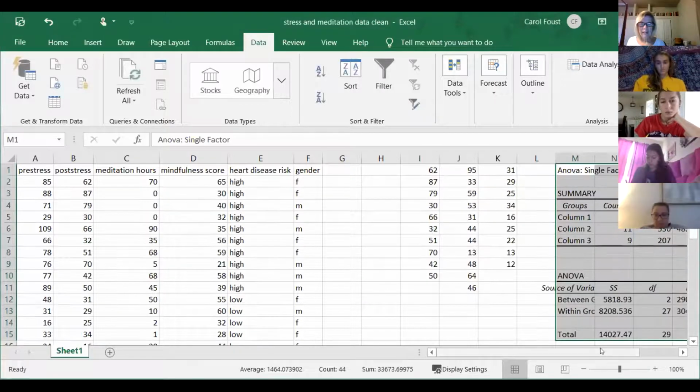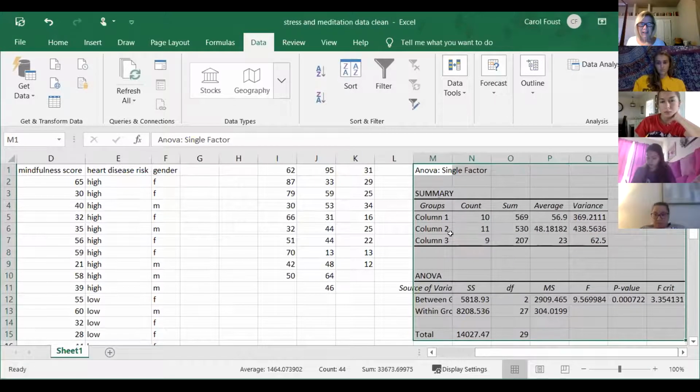Okay. Then I'm going to get an output like this. It looks at my averages for each column. So these are my stress scores at post. This is my average for the high risk, my average for the medium risk, and my average for the low risk. Then I would have to come down and look at my p-value to see if it's significant.